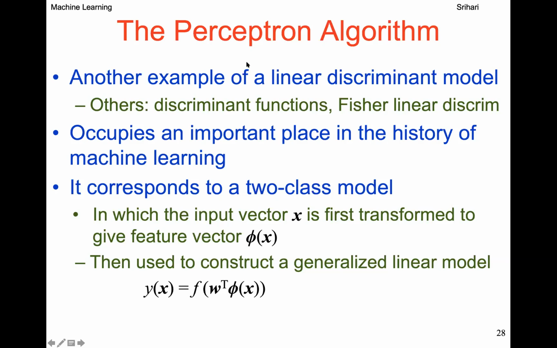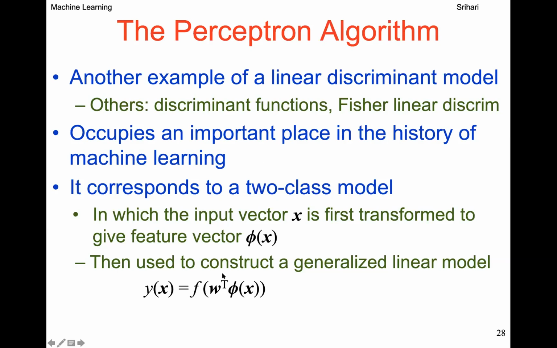Okay, now we go to this famous perceptron algorithm, the third method of the day. And it's also a linear discriminant function. It occupies an important place in the history of machine learning. It corresponds to a two-class model in which input vector x is first transformed to give a feature vector phi of x, then use it to construct a generalized linear model y of x equal to f of w transpose phi of x. You've seen this before, that the way regression and classification are different.